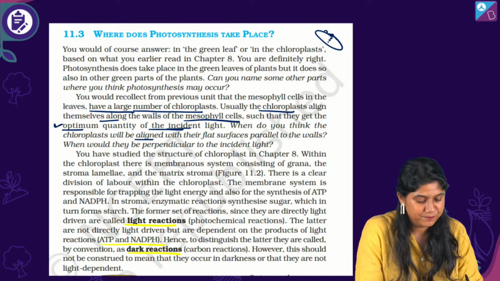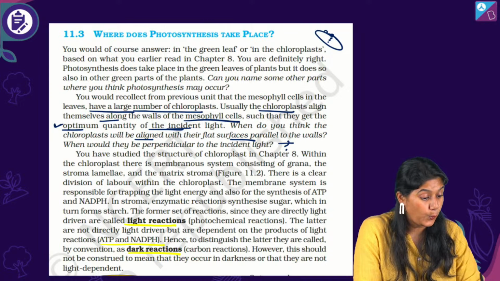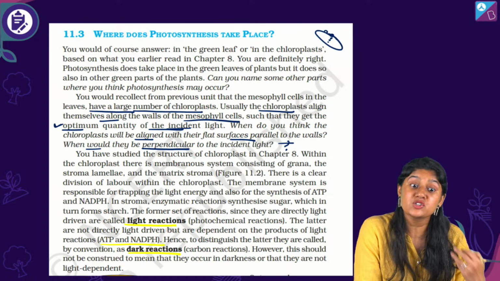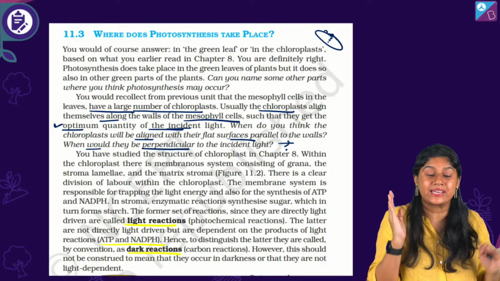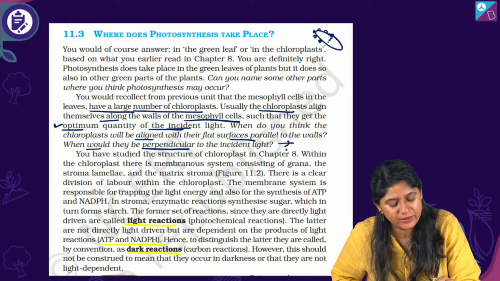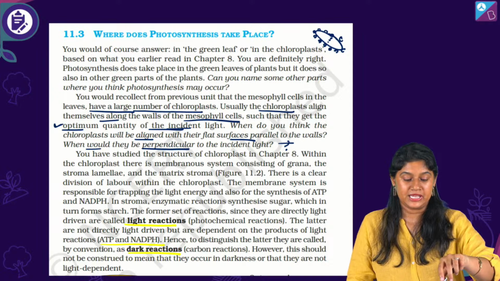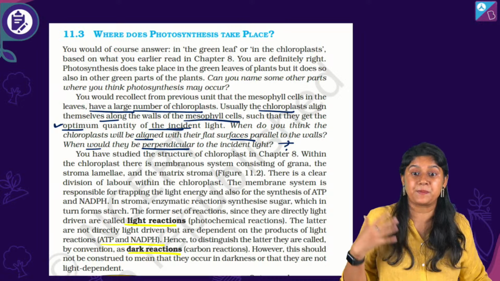यहां पे जो क्वेश्चन दिया है इसका आंसर है. क्लियर एवरीवन? When would they be perpendicular to the incident light? When there is more amount of the light. वो ज्यादा लाइट नहीं चाहिए उन्हें, ज्यादा लाइट होगी तो वो डैमेज हो जाएंगी, इसलिए वो अपने आप को परपेंडिकुलर भी अरेंज कर लेते हैं. नहीं है तो फिर वो नॉर्मली इस तरीके से अलाइन रहते हैं. क्लियर? गुड.